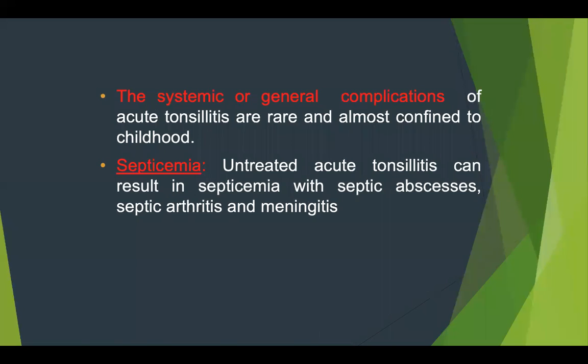The systemic or general complications of acute tonsillitis are rare and almost confined to childhood. There is a chance of septicemia. Untreated acute tonsillitis can result in septicemia with septic abscesses, septic arthritis, and can also lead to meningitis.